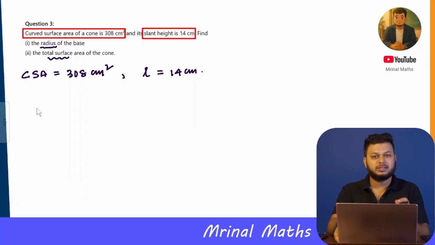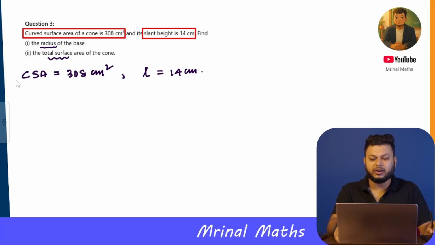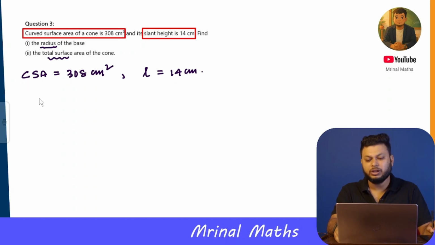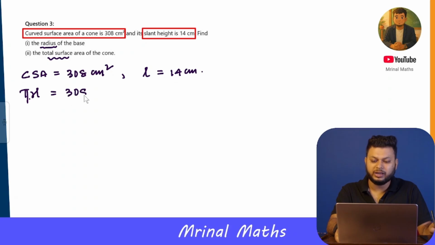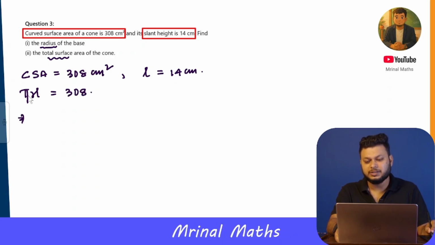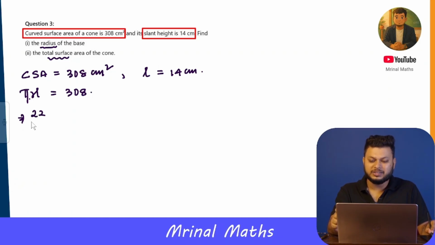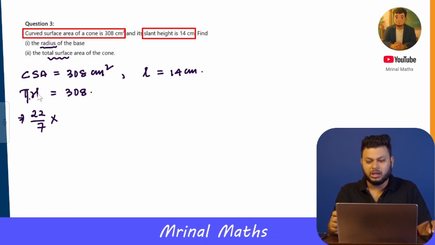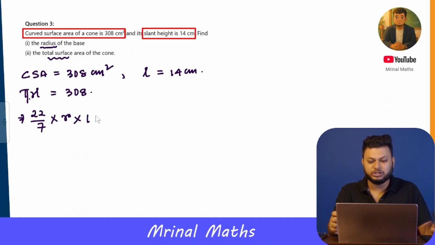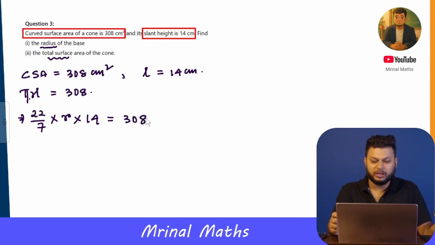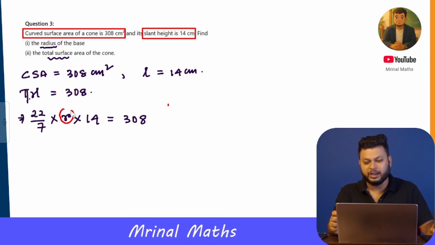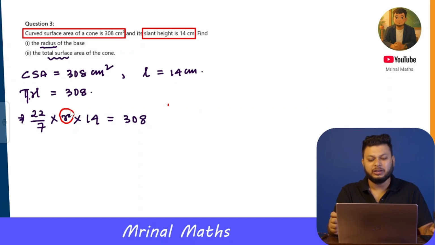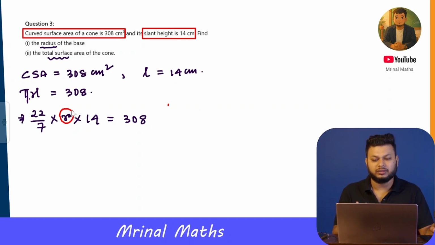Now, to find the radius, we can apply the curved surface area formula. We know the formula for curved surface area is pi R L equal to 308. Now you see students, the pi value is 22/7, already I mentioned. Radius is what we need to find and the slant height L is already given, which is 14. So we have only one unknown here, that is the radius. So going ahead with the calculation, we will get the value of R, that is the radius.